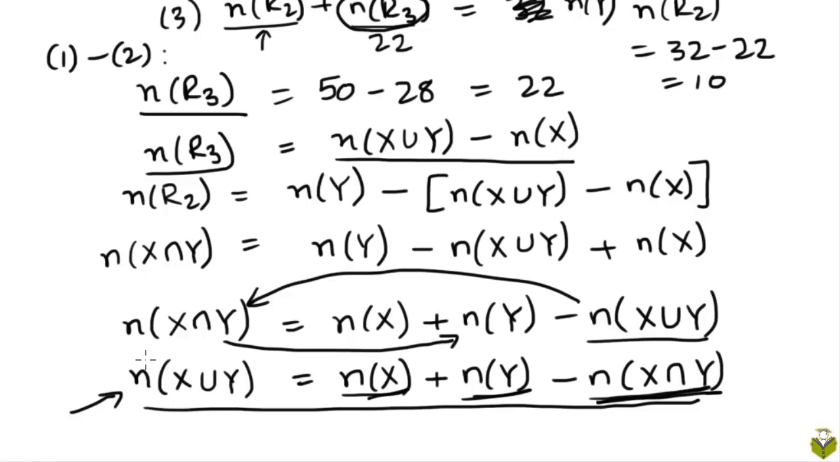So we can say that the number of elements in X union Y will be the sum of the number of elements in the two sets individually minus the number of elements in the region where they overlap. And this is to resolve the double counting.